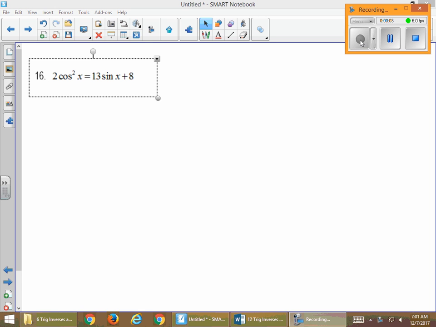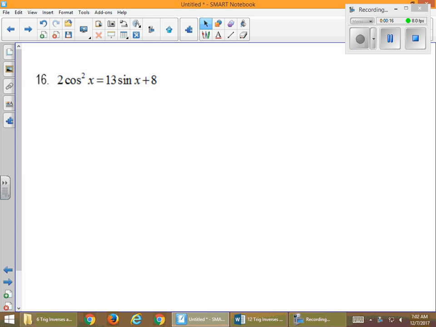Okay, so this is a trig equation. This is the sine and cosine problem under the trig equation section of the test. This is number 16, I think, or number 17, depending on which version of the test that you had. It's a pretty distinctive one. The thing that I see first here is that we have cosine squared and sine in the problem.